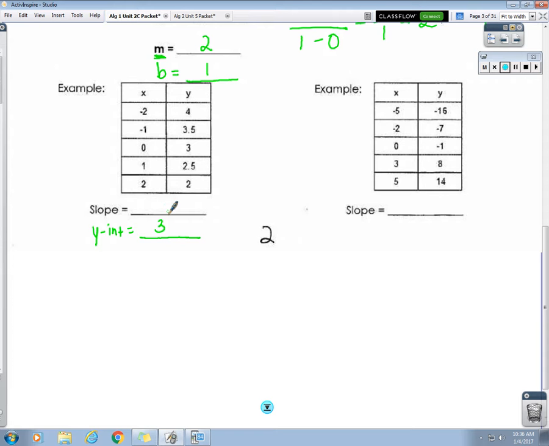Kendall? You're just stretching? Okay, how do you find the slope? Anybody?